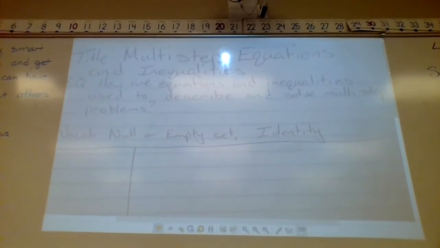So today we are going to be going over solving multi-step equations and inequalities. Essential question: how are equations and inequalities used to describe and solve multi-step problems? Vocab is null or empty set, and identity.